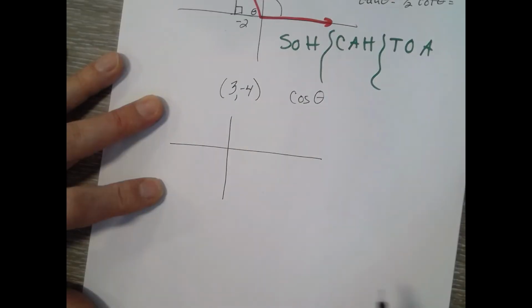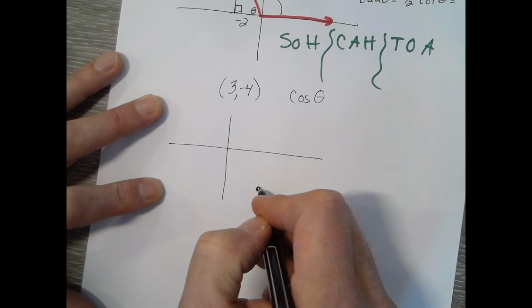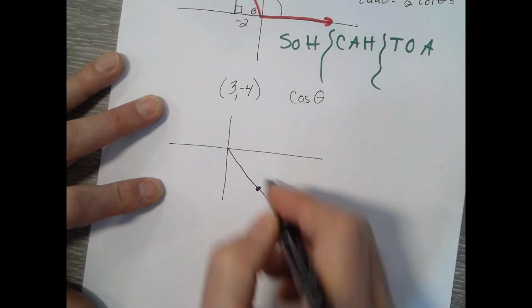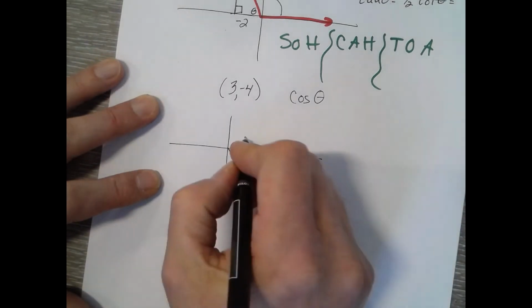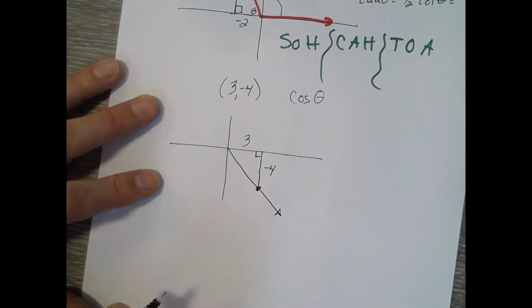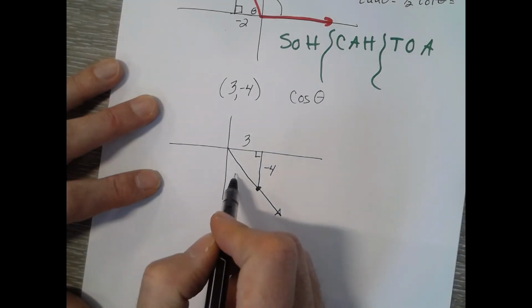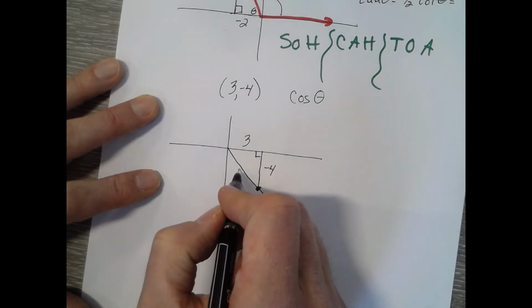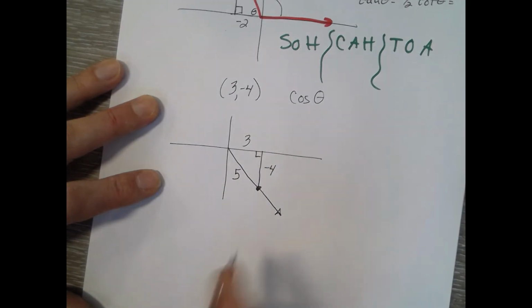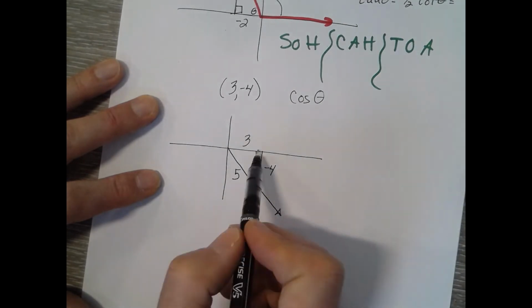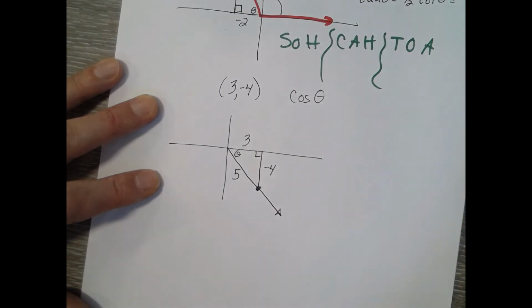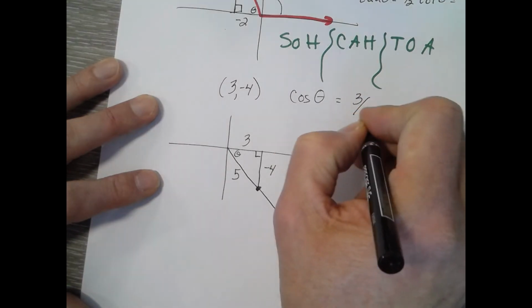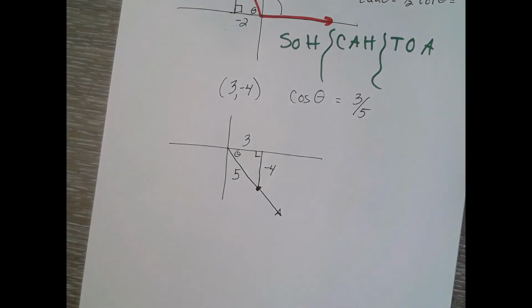So 3, -4, I go right 3 down 4, we'll call it right there. Here's my angle. So I'm going to label my sides of my triangle, 3, -4. So that's 3. This is going down 4. It's negative because it's going down. Hypotenuse is always positive. 3 squared plus -4 squared is 5 squared. So the hypotenuse is 5. If we go right, it's positive. Down, it's negative. So then the cosine of our angle would be what? 3/5. Very good.